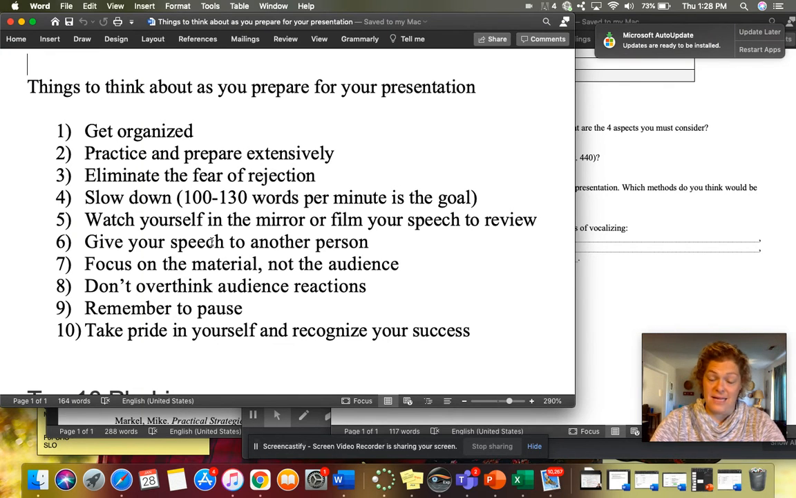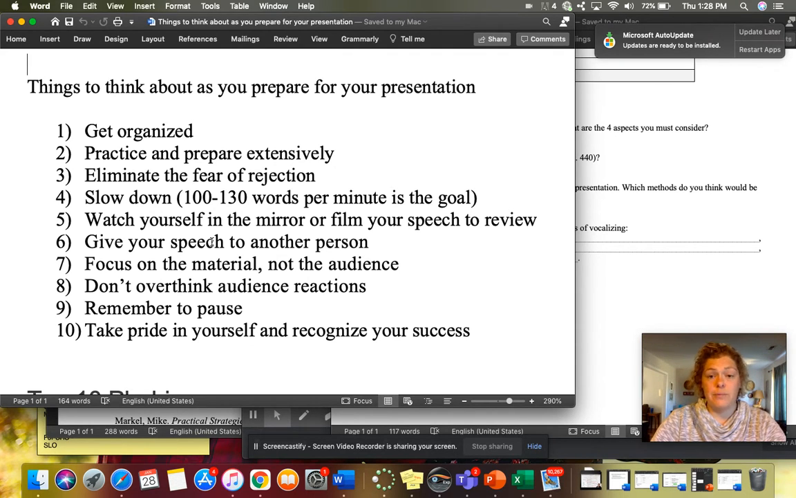It has to be organized. It has to be well written. You can't have a great presentation with poor material. So make sure your material is solid. Make sure your material is correct. Make sure your material is thoughtful and thorough. From there, practice, practice, practice.